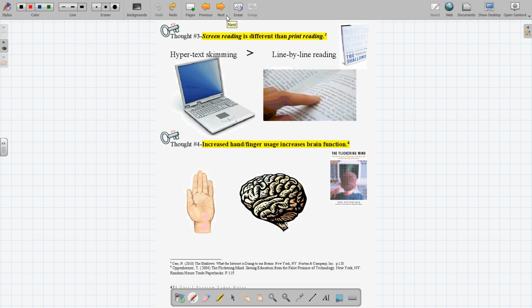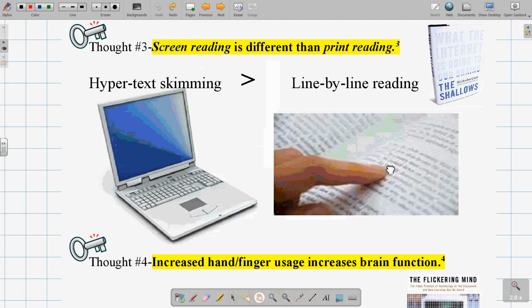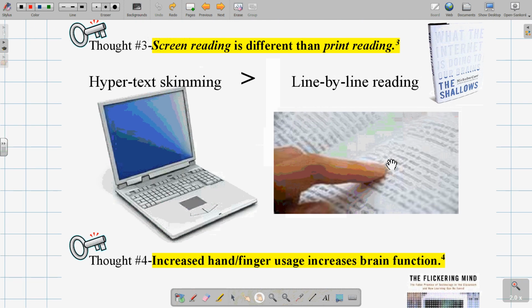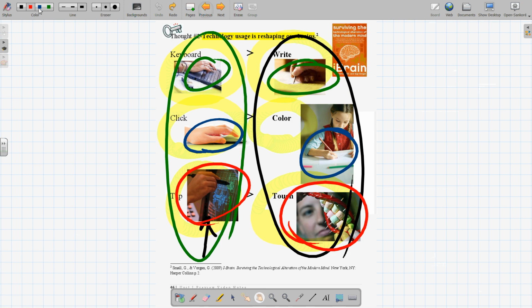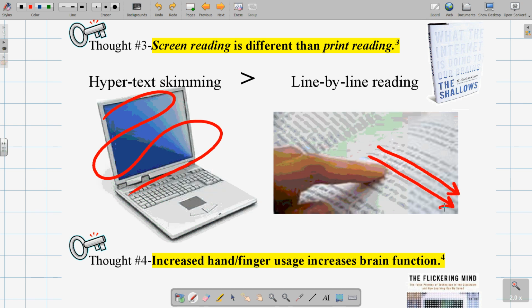Key thought number 3, screen reading is different than print reading. These books I'm citing right here, the iBrain, again, these are my footnotes, if you will. Screen reading is different. It's very important. When your eyeballs hit a screen, even this screen that you're watching, we have a tendency just to kind of wander and skim. But when we're looking at a book or a piece of paper, we tend to read linear, line by line, and catch much more detail.